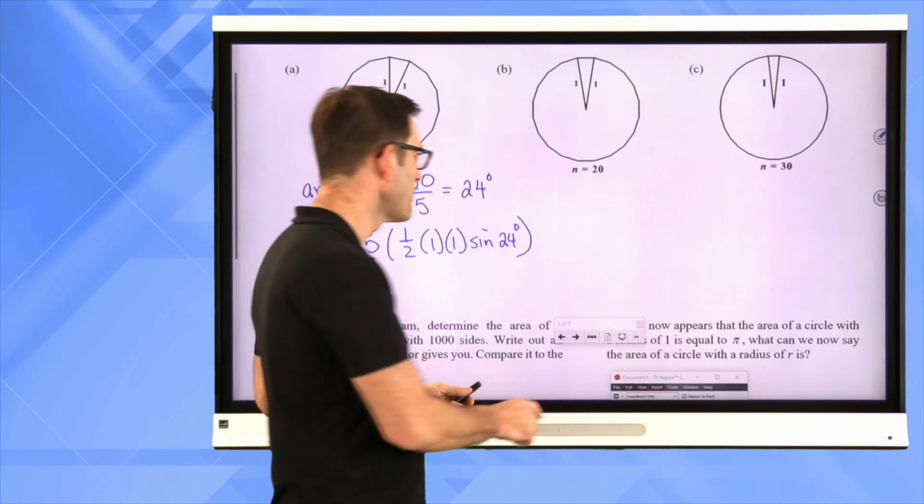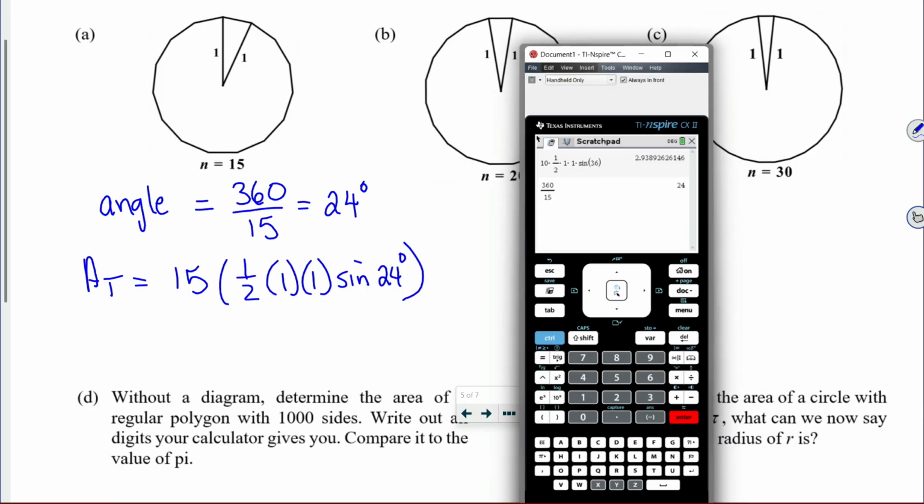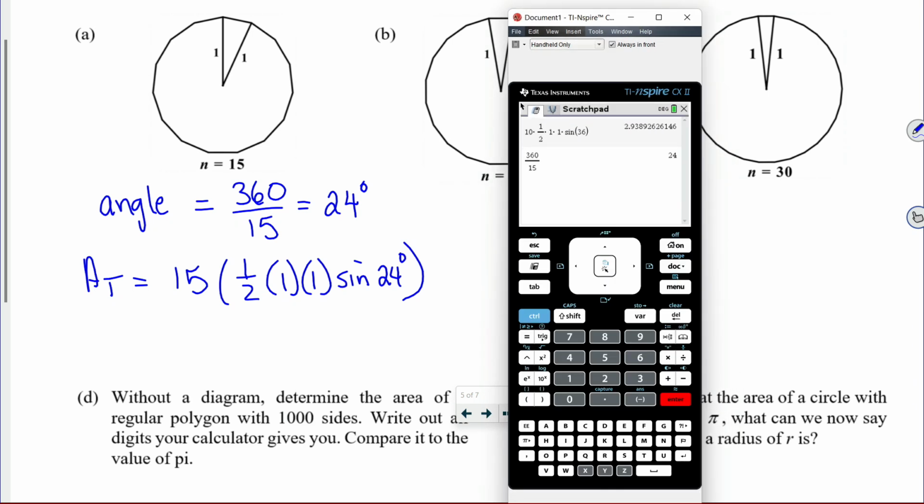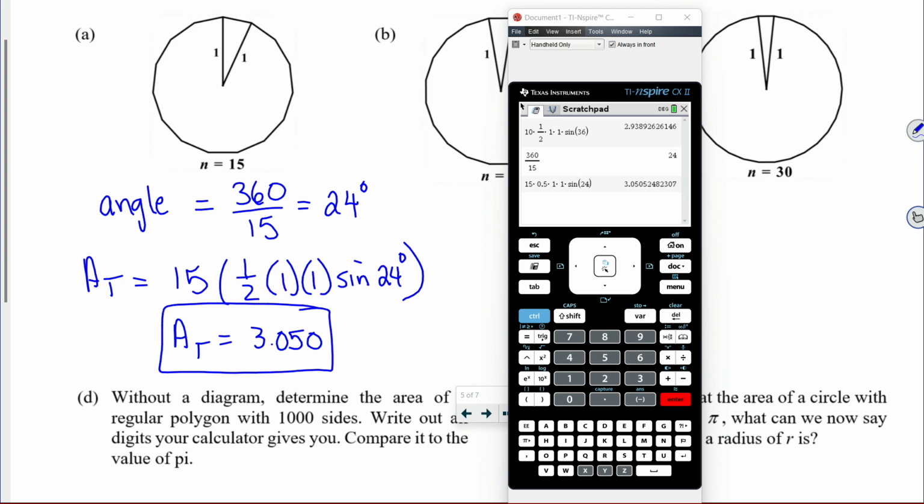Anyway, let's figure out what this thing's equal to. So the area of that 15-gon, I'm sure that's not what it's actually called, is 15 times 1, whoops, I messed that one up. 15 times, I'm going to use 0.5 as 1/2 times 1 times 1 times the sine of 24. And that's now going to be the area total is equal to 3.050 to the nearest thousandth.